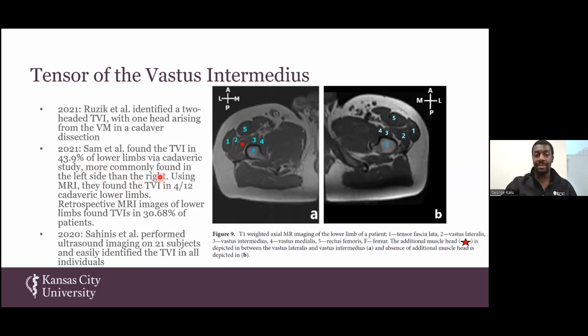Sam et al. found TBIs in about 44% of lower limbs, more commonly in the left side than the right. And they also looked at it via MRIs and were able to identify it in 4 out of 12 lower limbs. And then they went back retrospectively and were able to identify the TBIs in about 30% of patients. Another group by Sahinis found it in about 21 subjects, about college-age subjects, and they were also able to identify the TBI by ultrasound in all 21 of those individuals.